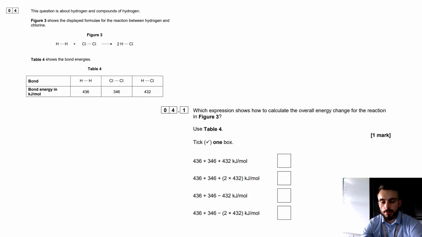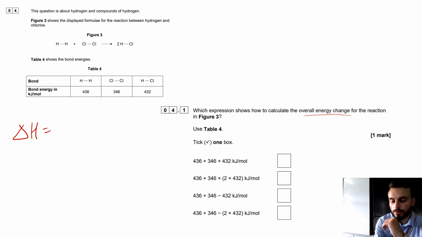Question 4. This question is about hydrogen and compounds of hydrogen. Figure 3 shows a displayed formula for a reaction between hydrogen and chlorine. So we've got the structural formula for the chemical reaction, and we're talking about bond energy. So the question is on about which expression shows how to calculate the overall energy change for the reaction. So to work out the energy change, delta H, all we have to do for that is we do however much energy needed to be absorbed to break the bonds in the reactants, and we're going to take away however much energy was released making the new bonds in the products. So reactants take products.